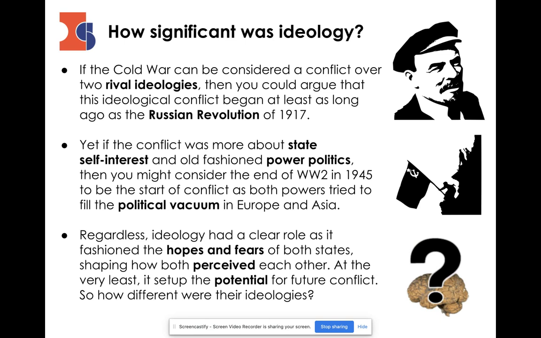But regardless of how important you think ideology was, it clearly had a role in shaping how both sides looked at each other. It fashioned their hopes and fears and how they perceived each other. And at the very least, you could argue that ideology set up the potential for future conflict. Didn't make it inevitable, perhaps, but it did set up the potential for conflict.